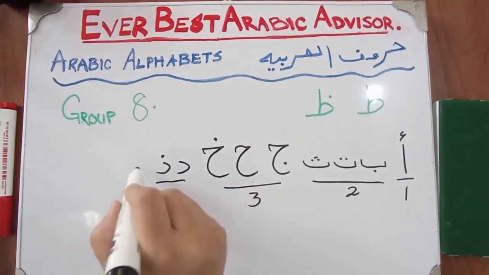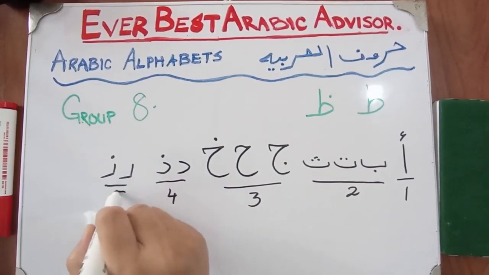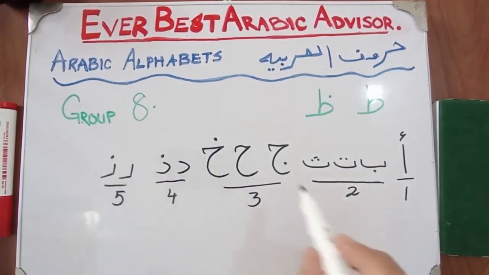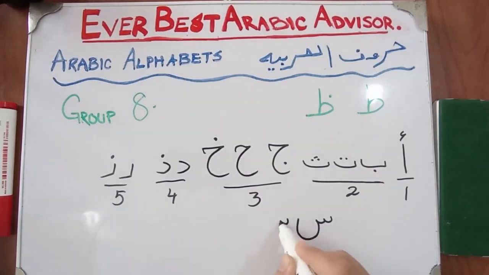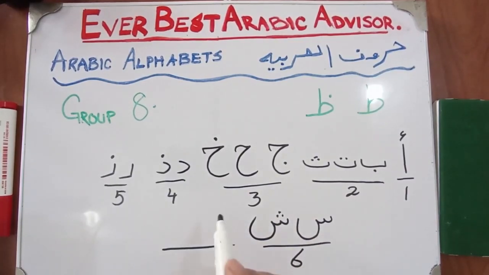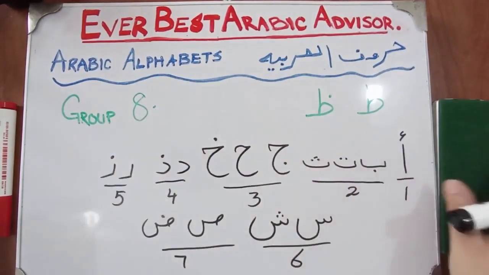In group number 5, the next 2 letters, Ra and Za. In group number 6, we discussed the next 2 letters, Sin and Shin. And in group 7, we discussed the next two letters, Sod and Zod. And today's group is number 8.